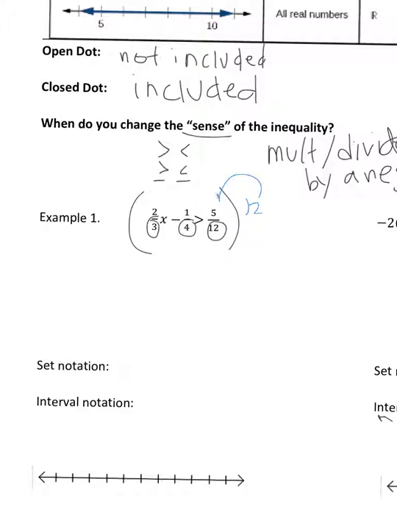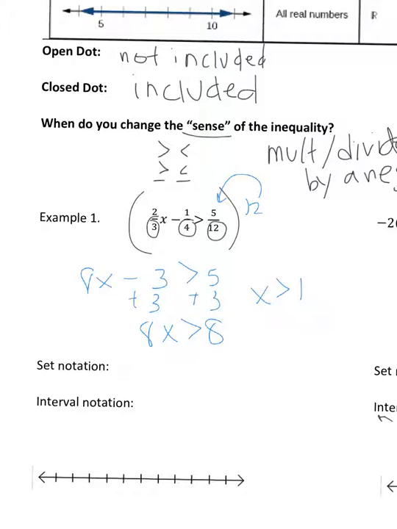So 12 times 5/12, it's just going to be 5 because the 12s cancel out. 12 times 1 divided by 4 is 3. And this term, 12 divided by 3 is 4 times 2 is 8. So it's a much simpler inequality. So 8x greater than 8, x greater than 1.